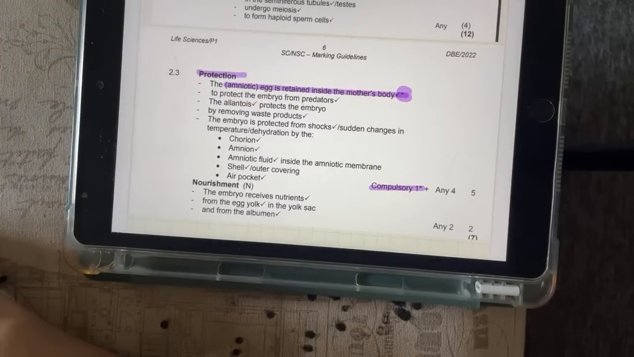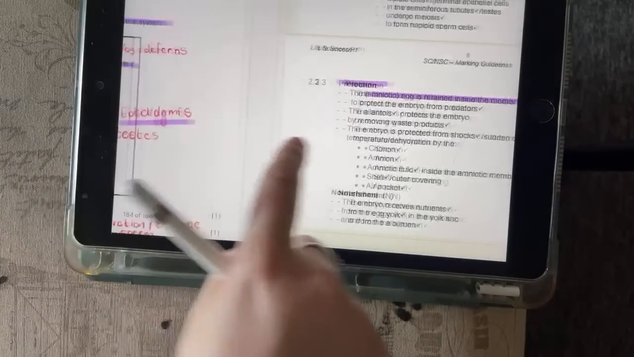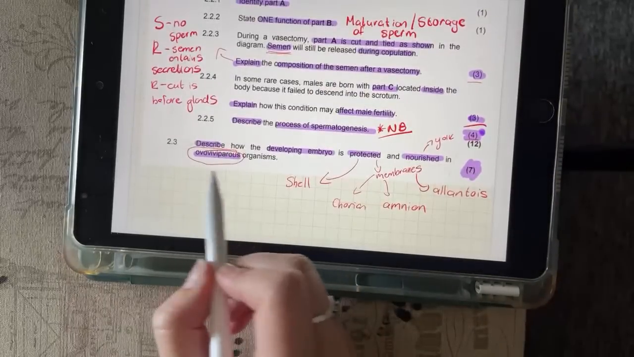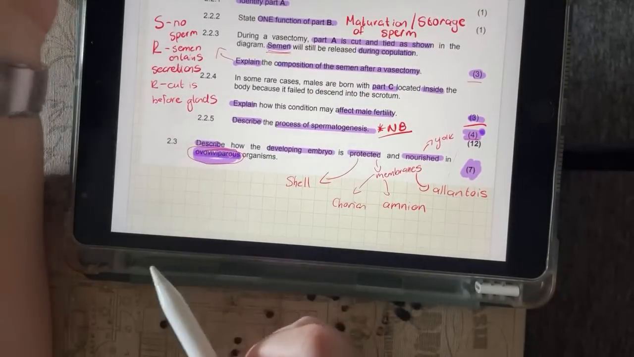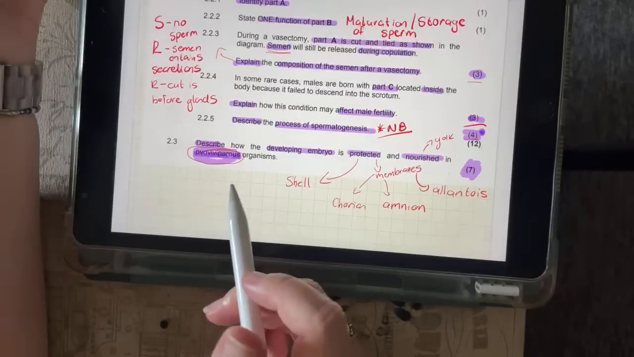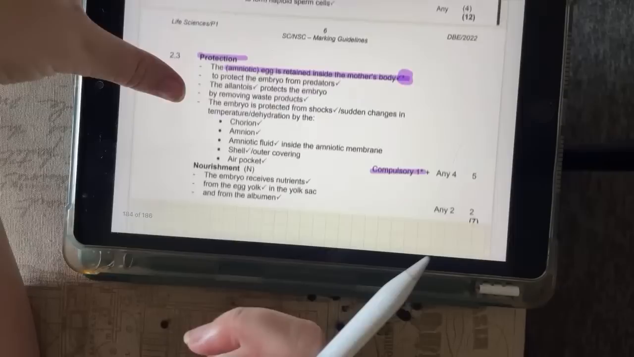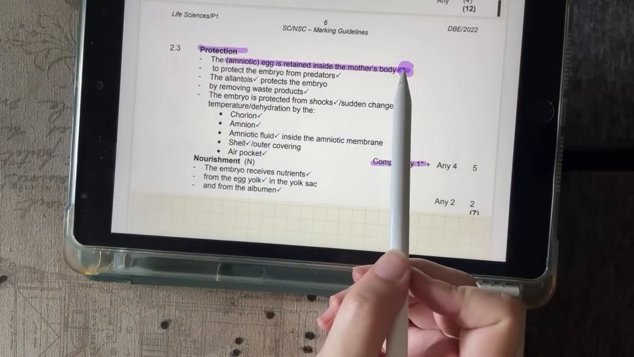So my suggestion to you, Matrix, is always do the following. Tell the marker you know what that thing is. Or in this case, if we just go back to the question, tell the marker you know what it means to be ovoviviparous. Tell them that, okay? So let's go back and I'll show you the answer. Here it is. So the amniotic egg is retained inside the mother's body.